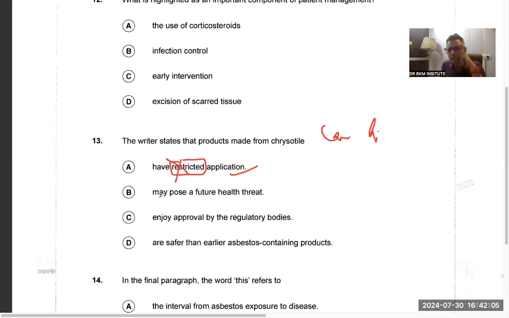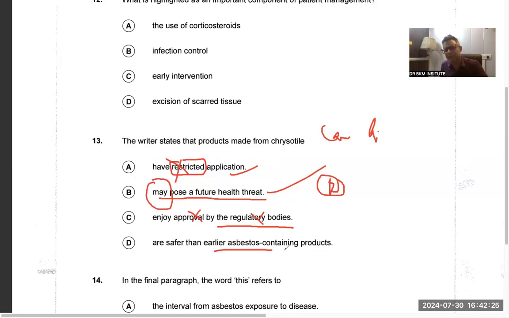Elimination. May pose a future health threat. The word may, as I always say, is very important. It can pose a threat. Yes, it can lead to cancer. This can be a very strong answer. Enjoy approval: there was nothing about approval by the regulatory bodies. Nothing like this was discussed. Crystallite fibers are safer than early asbestos: there was nothing in the paragraph saying that the fibers are better than previous fibers. There was no comparison. That is what I say, second degree. Safe, safer, safest. Late, later, latest. So later, safer, they are second degree, comparative degree. In the paragraph, there was no comparison.